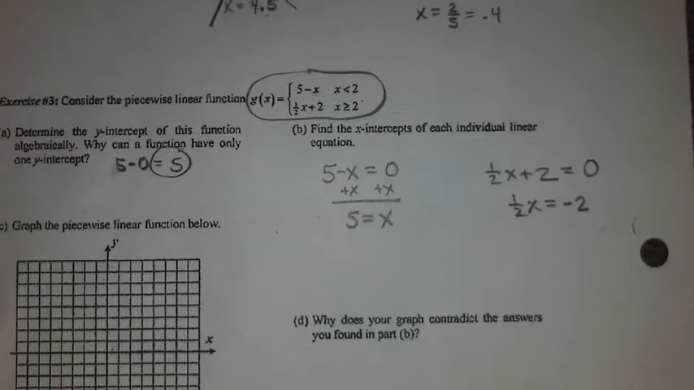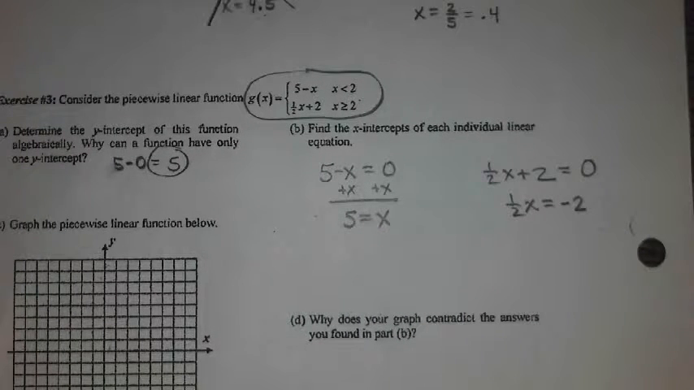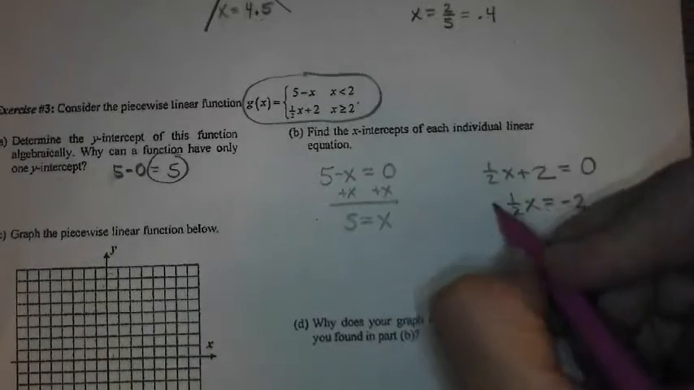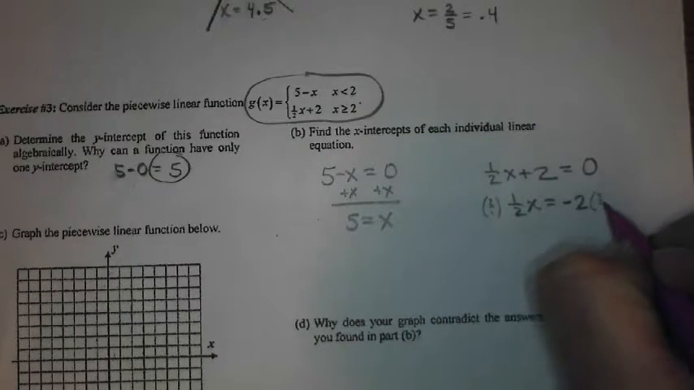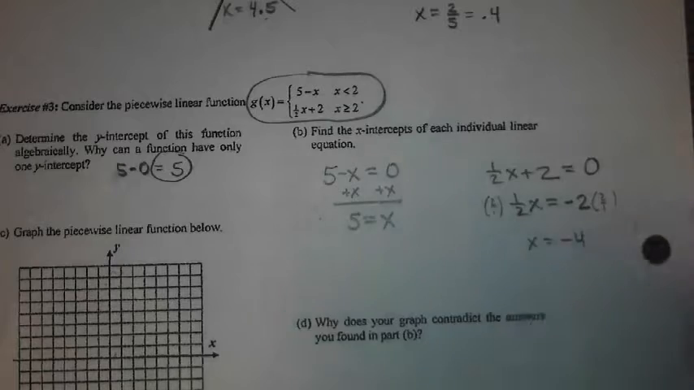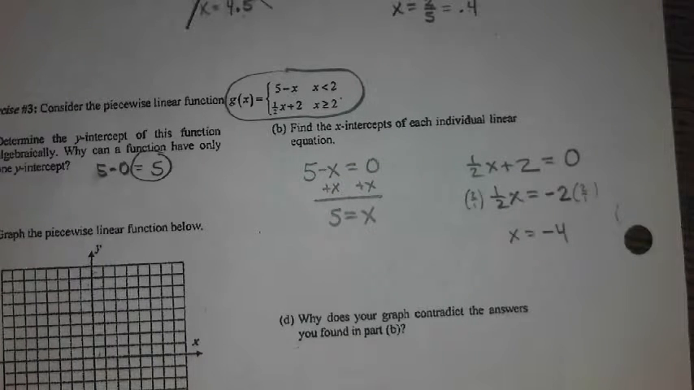How do I get rid of 1/2 again? I know we sometimes struggle with that. Multiply by the reciprocal, so 2 over 1, which is just 2. So negative 2 times 2 over 1 is negative 4.